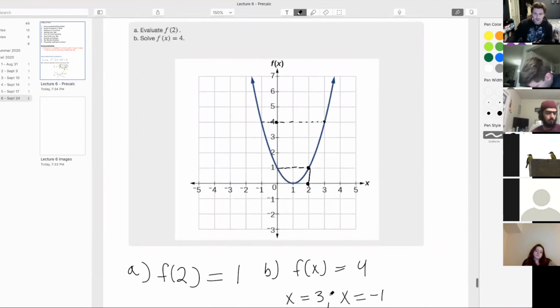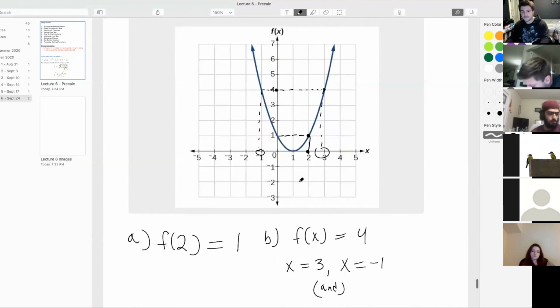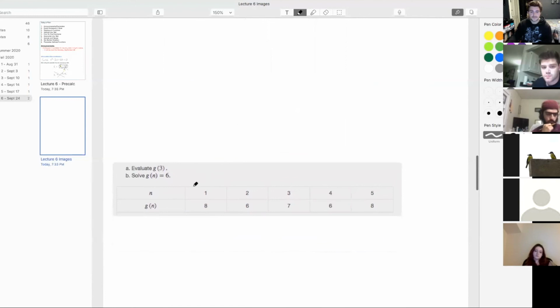All right, so I hope everyone sees I just went to 4 on the y-axis and saw which x values got sent to it, and it was -1 and 3. Okay. All right, we can also do the same thing from a table. So let's do that.